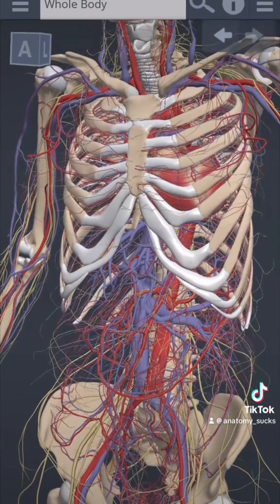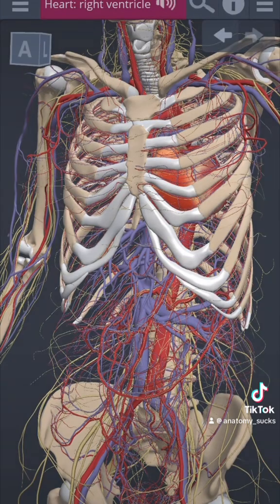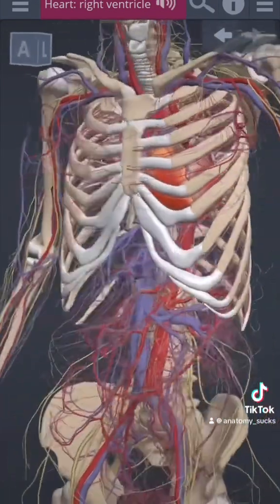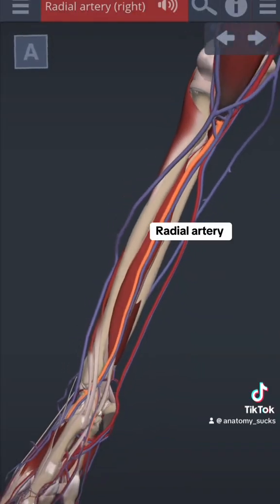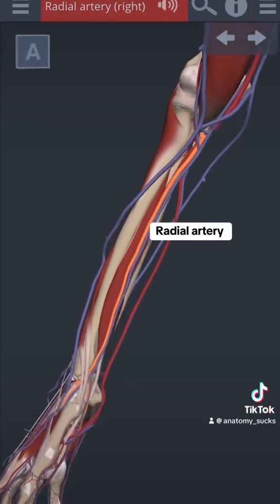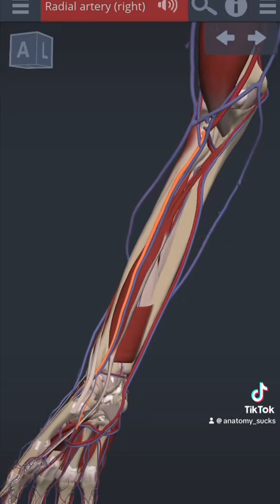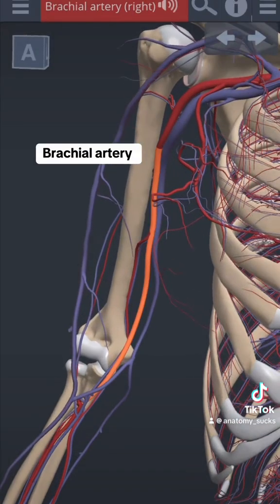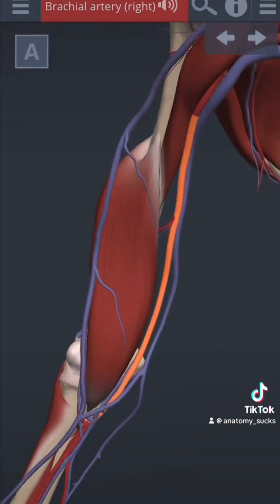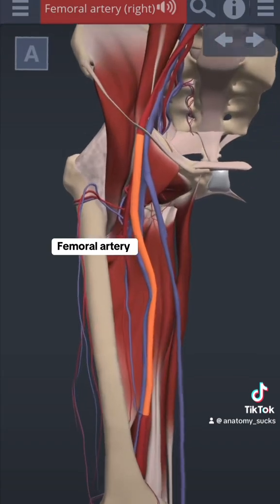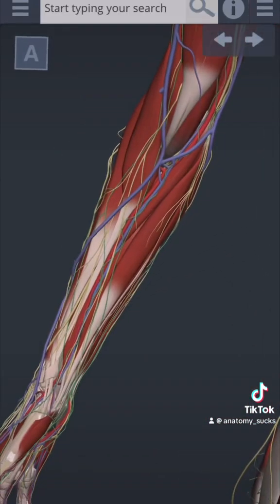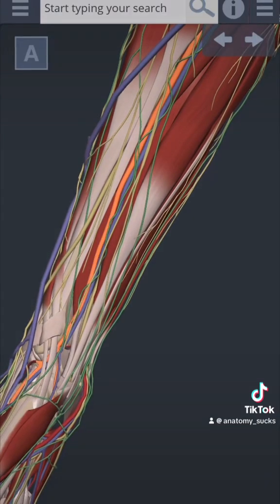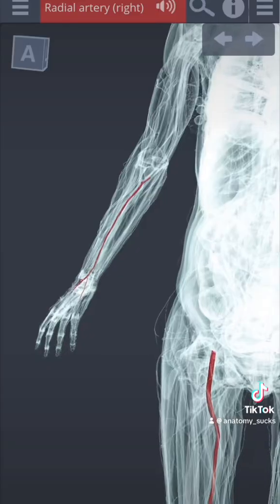However, this is extremely high risk for the patient. So now, peripheral arteries and veins are used to access these centrally located structures. Commonly used access sites include the radial artery, the brachial artery, and the femoral artery. These sites are chosen due to their peripheral location and how superficial they are to the skin. This ensures minimal bleeding and easy access.